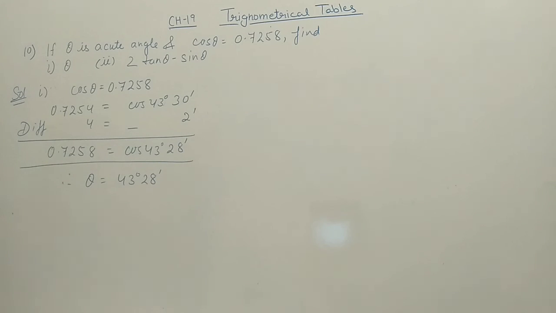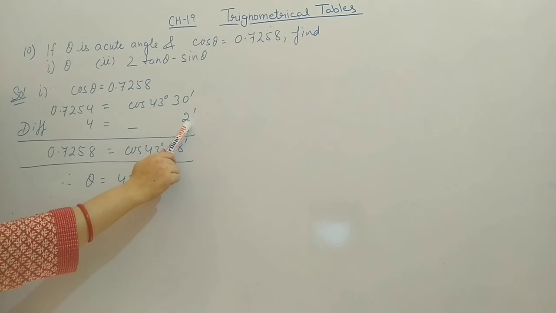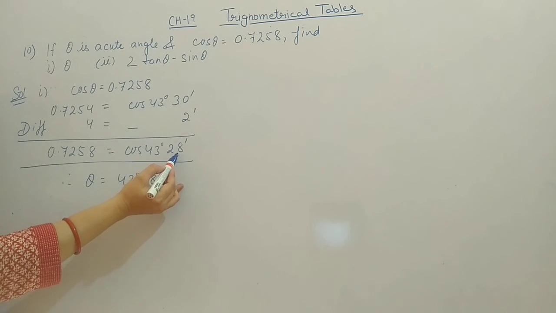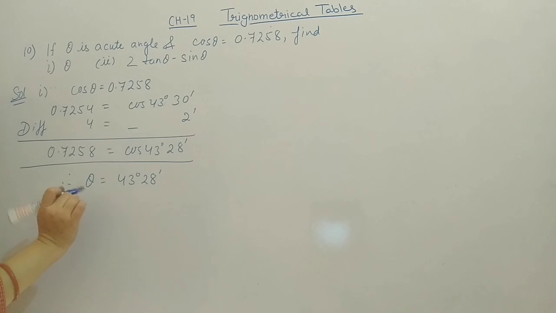Question number 10. If theta is an acute angle and cos theta is given 0.7258, find the value of theta and 2 tan theta minus sin theta. So first part, cos theta is given 0.7258. Check the nearby value in the table. You will get 0.7254, which is equal to 43 degree 30 minute. Now the difference between 54 and 58 is 4. So for this 4 difference, check the angle difference, which is 2 minute. So 0.7258 will be 43 degree 28 minute. For cos we have to subtract. It means theta value is 43 degree 28 minute.